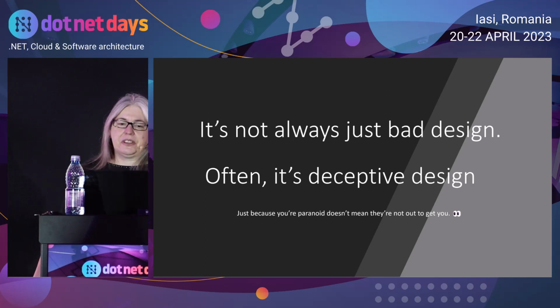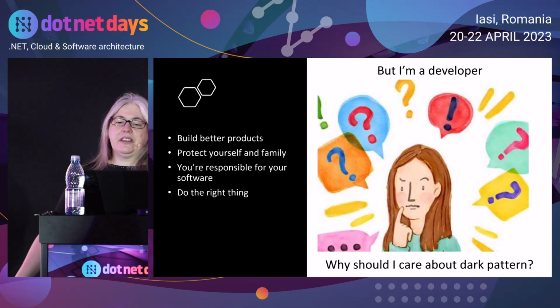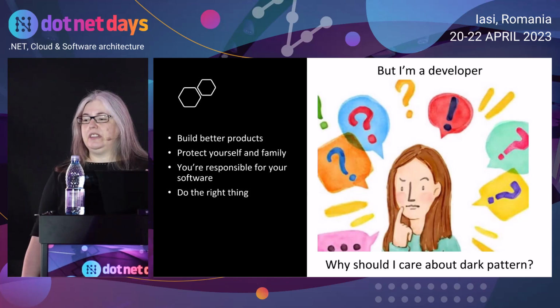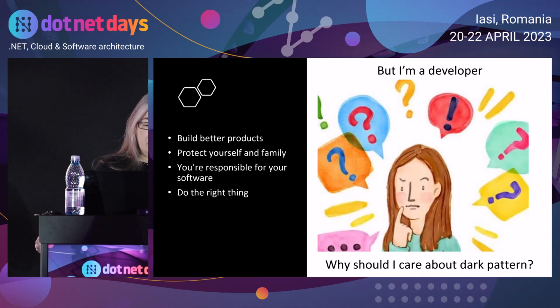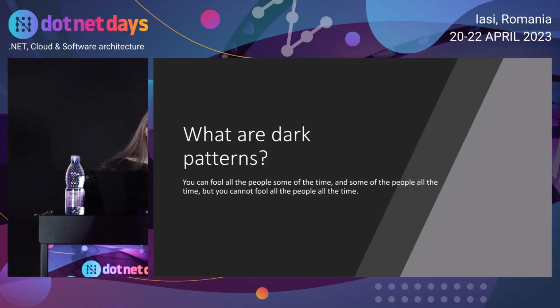So, just because you're paranoid doesn't mean they're not out to get you. Sometimes they are. So yeah, developers, here's why you should care. Because if you do, you can build better products. You could protect yourself, and you should be responsible for your software. Not just, oh, look, the boss said to do it, I'm just going to do it, all right? How many times in history have we heard stuff like that? Never turns out well. So we want to do the right thing. So now that we have an idea of why, so what are these things of trickery? I'm going to show some examples, some tactics, and some of the psychology behind why these things work and how they work.